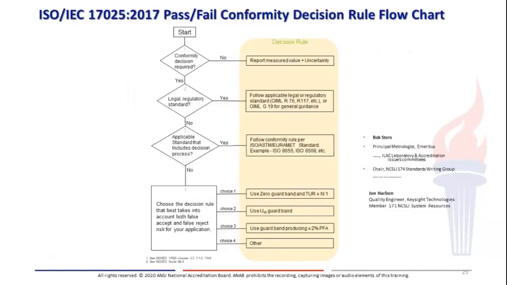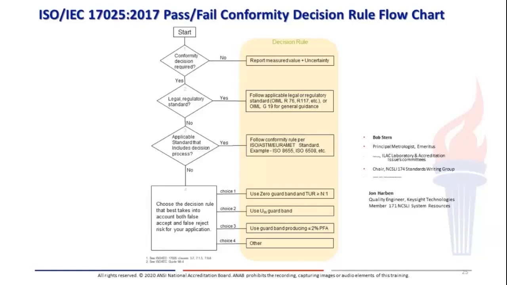This is an example inside ILAC G8 that my buddies Bob Stern and John Harbin put together. It's a nice little flow chart for those who want to present this situation to a customer, and even adopt it inside your own quality system. Just going through it start to finish, I'm not going to go through each one of these, but certainly it's something we can bring into your situation and have as a leading discussion with your customer as part of contract review.